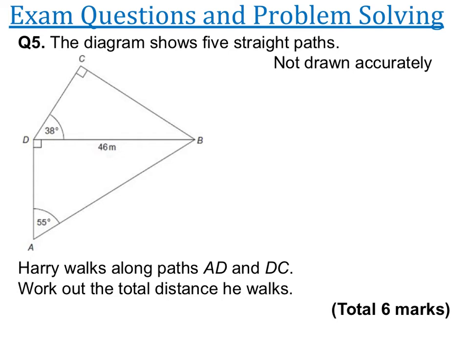So he walks from A over to D, so we need to find that side. And then he walks, I'll do it in a different color, from D to C. So we also need to find that side. Okay, here we go. I think we can totally do this.